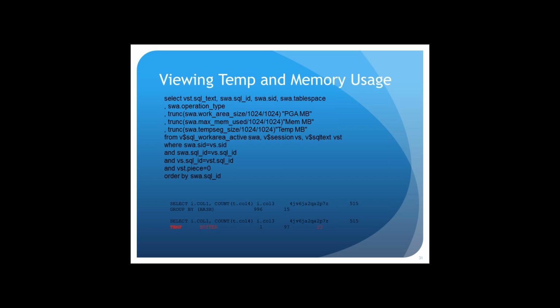I do believe that if you're using a lot of temp, you're working hard, you're not working smart. Anytime that you can fit within that PGA, that allocation from the PGA that's given to your process, and not swapped to temp, it's going to run a lot faster.